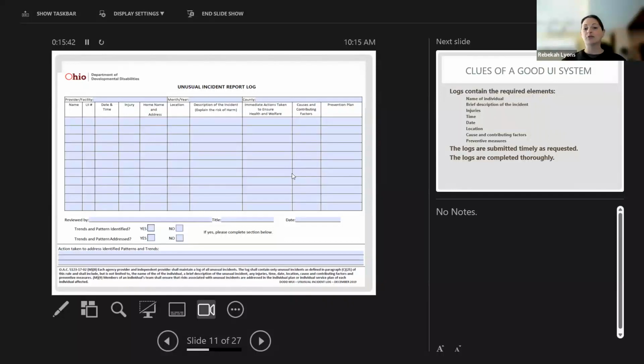Immediate actions taken, we're looking for medical actions. Maybe the peers were separated. This is pretty common sense. This is straight from your incident report, which is required over there too.